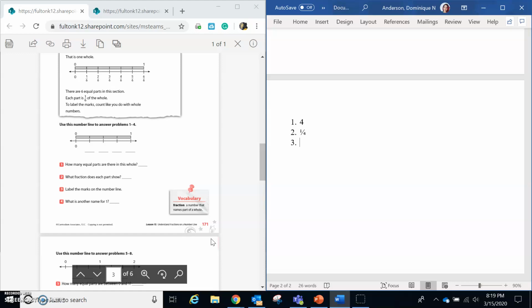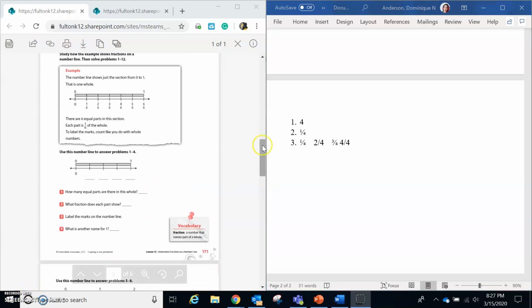Now you're going to label the mark. So if we're at 0 and I'm counting, my first mark is going to be what? Good, 1/4. Then if I go again, 2/4. Then if I go again, 3/4. And then again, 4/4. Excellent job.